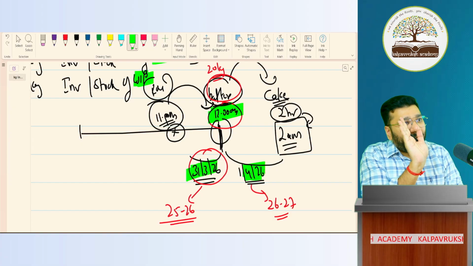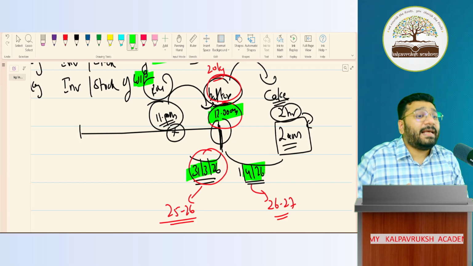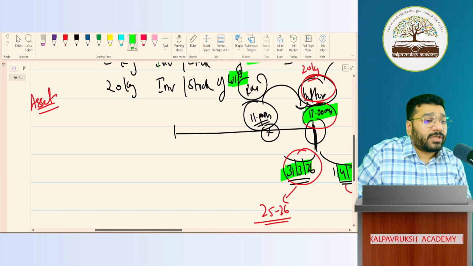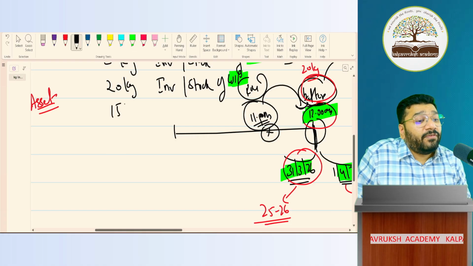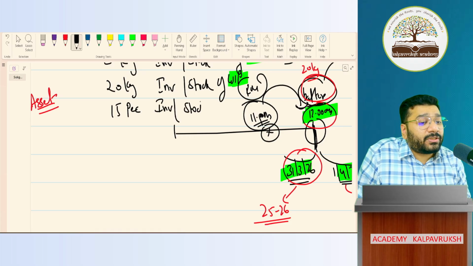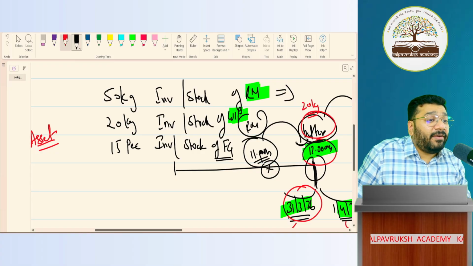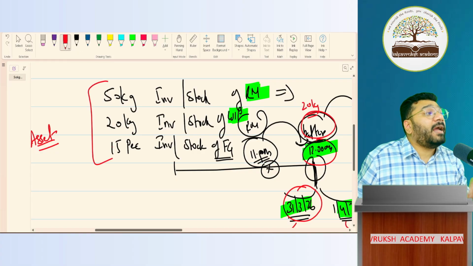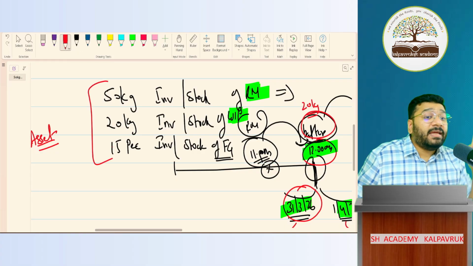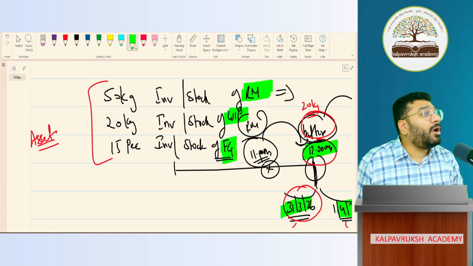On 31st March, you had it in your hand, no? So that is called stock of finished goods. How many cakes did I say? 15 pieces of cake. That is called inventory, or stock of FG, finished goods. So a manufacturer can have 3 types of inventory: inventory of raw material, inventory of WIP, and inventory of finished goods. Got it, not got it?